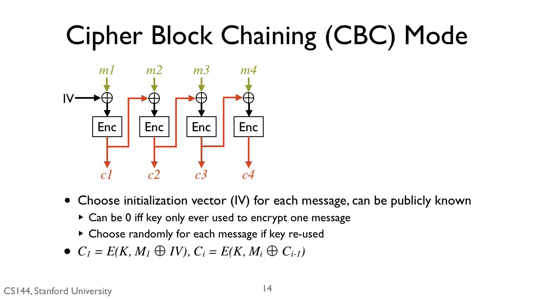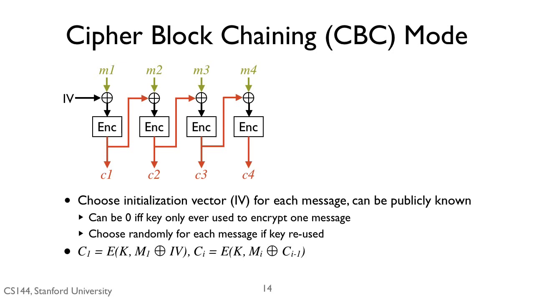One way to achieve this desired degree of confidentiality is cipher block chaining, or CBC mode. In CBC mode, you choose an initialization vector, IV, the same size as the block. You XOR M1 with this initialization vector and encrypt the result to produce C1. You then take C1 and XOR it with M2 before encrypting it to produce C2.